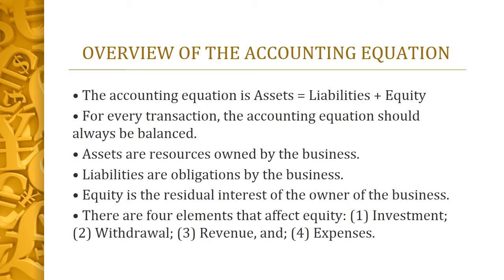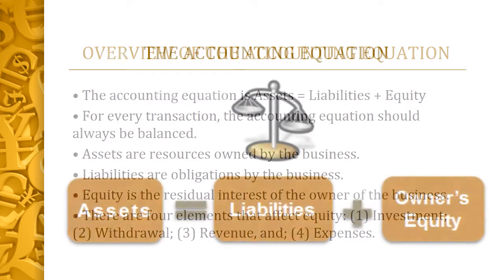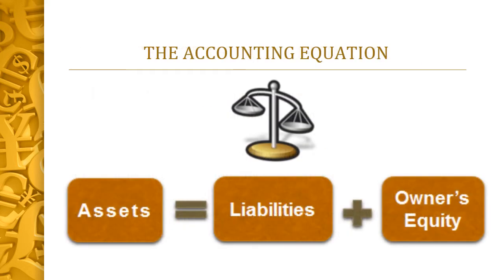Now, in the previous video, we also talked about the 4 elements that affect equity. That would be investment, it increases the equity. Withdrawal, it decreases the equity. Revenue increases the equity, and expenses decreases the equity. So, our accounting equation is assets is equal to liabilities plus owner's equity.